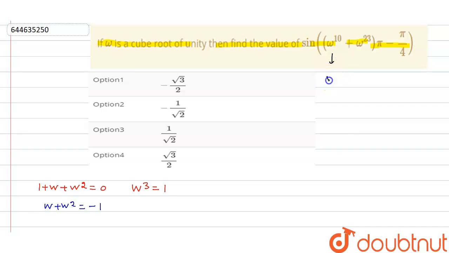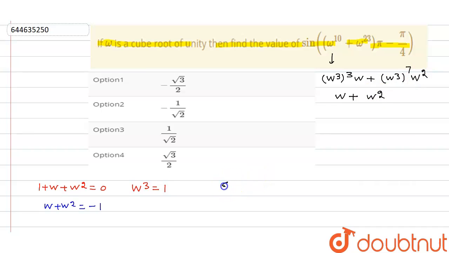Now, this omega to the power 10 can be written as omega cube to the power 3, so this becomes omega to the power 9, and we are left with omega. Plus, this is omega cube to the power 7, so this becomes 21, and so you will be left with omega square. We know the value of omega cube is equal to 1, and 1 cube is equal to 1. That means omega. And similarly here it is 1 into omega square, that is equal to omega square.